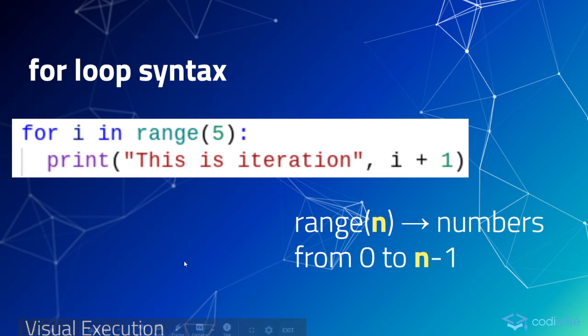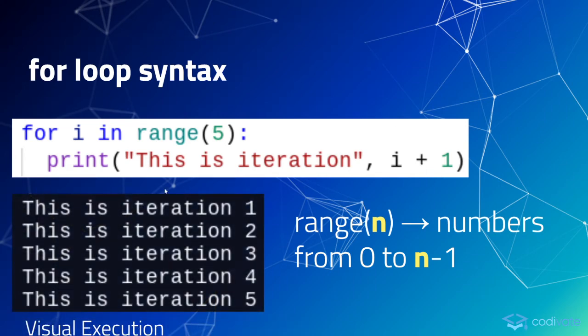And each time it will print "This is iteration" concatenated with whatever the value of i plus 1 is. If we print this, it would have "This is iteration 1, 2, 3, 4, and 5." So i is taking on all the values from 0 to 4, but since we're adding 1 here, it takes on all the values from 1 to 5. That's how the range function works. It starts at 0 and takes on the value of each number from 0 to whatever this is, minus 1.